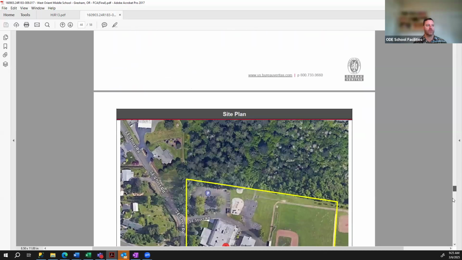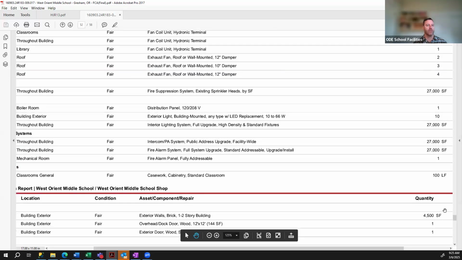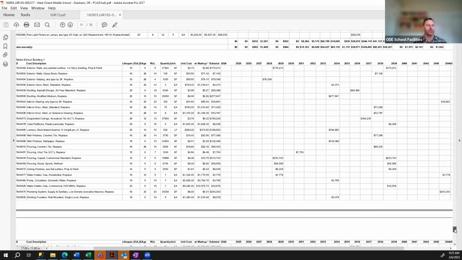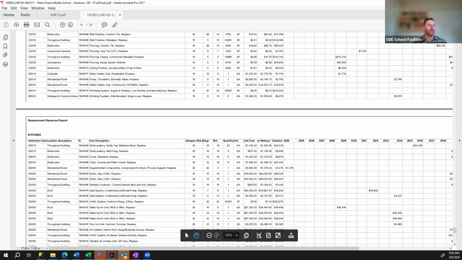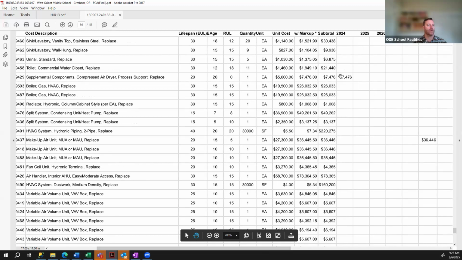So if you go clear down to your appendix and the costs, the replacement reserves, you'll see right here, I know that's small, but there's the cost year 2024, $7,500 to replace compressed air dryer process support replacement. It's got a 20-year lifespan, expected age is 20 years, so it needs to be replaced.